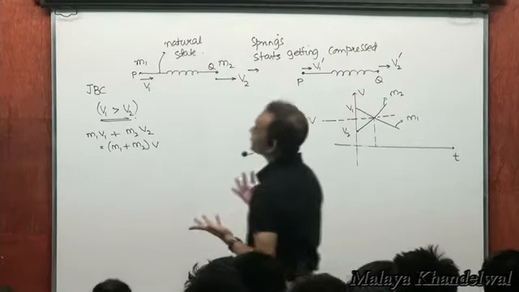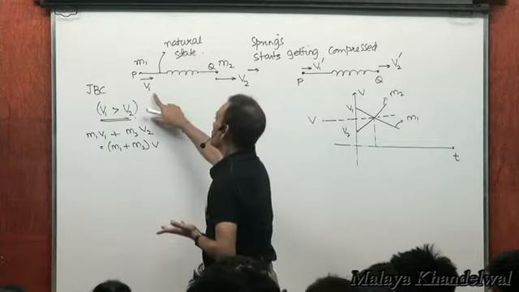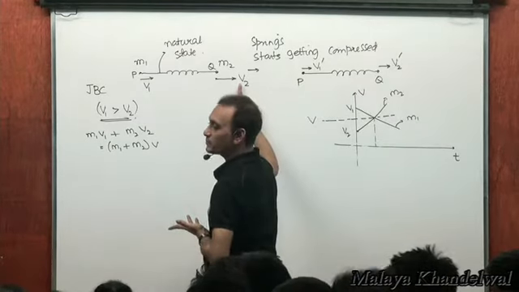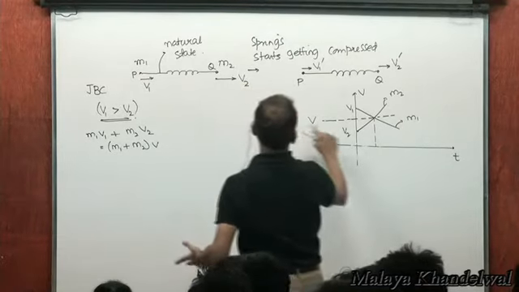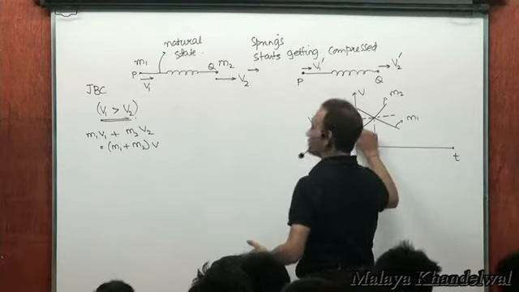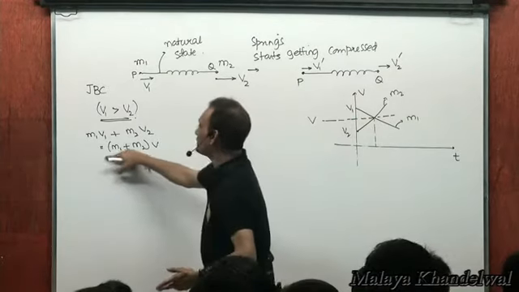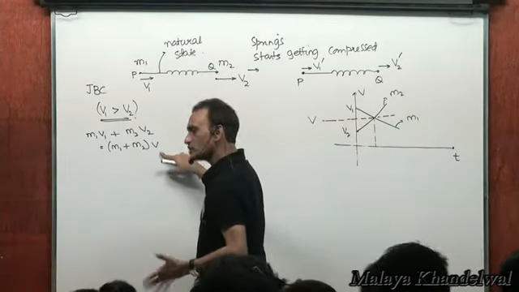I'm saying the total linear momentum does not change. The system had a linear momentum m1 v1 plus m2 v2. It remains the same at all times. So if at an intermediate state both the particles acquire a common velocity v, then the total linear momentum would be m1 plus m2 into v. That's all that I'm saying.